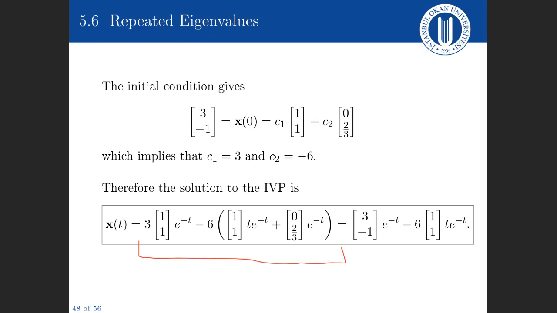If we wanted to, we could write it down in the form 3 multiplied by (1, 1) e to the power minus t, minus 6 multiplied by ((1, 1) t e to the power minus t plus (0, 2/3) e to the power minus t). But I would prefer if we simplify this a little bit. Move all of the e to the power minus t terms together, you get (3, -1). That's 3 multiplied by (1, 1) minus 6 multiplied by (0, 2/3). You will notice this is the initial condition. And then we get minus 6, (1, 1) t e to the power minus t.